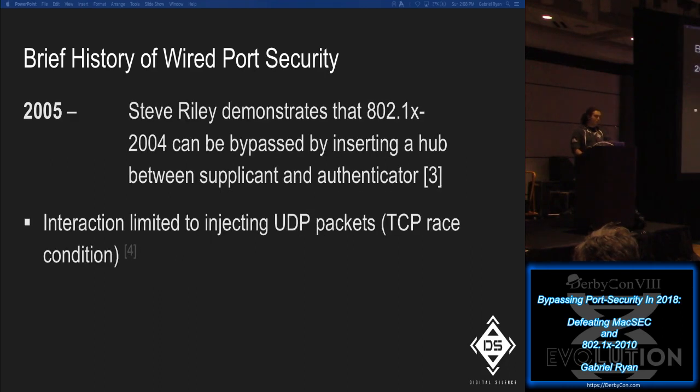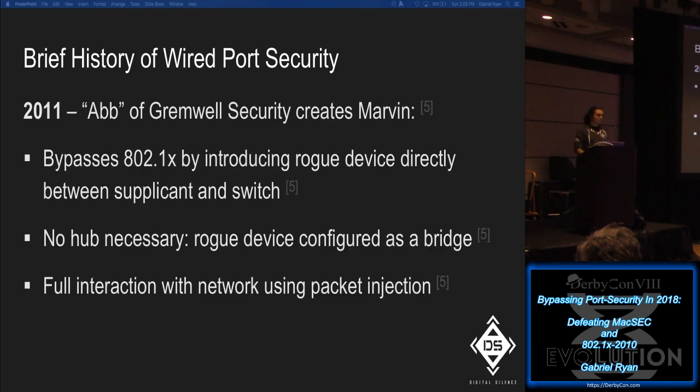And in 2005, which is just 1 year after that, we have the first working bypass of 802.1X-2004, in wired environments, actually. Basically this researcher, Steve Riley, figured out you could just insert a hub between the supplicant and the authenticator, and that would allow you to passively sniff traffic. I'll go over why that is later. So this is really cool because it's a passive bypass. You can't really interact with the network unless you just want to inject UDP packets all day because, if you try TCP, you'll get a race condition. But it's a really good start.